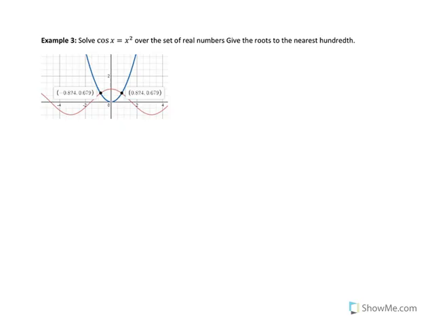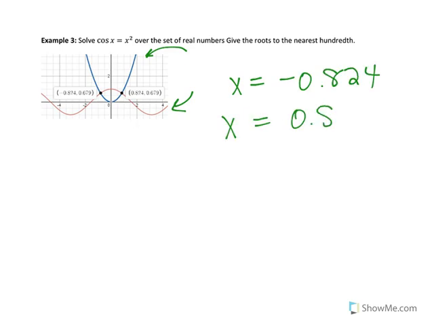And solve cos x equals x squared over the set of real numbers. So what I graphed here was cos x, and then I graphed x squared, and then we just saw where they intersected, and those x values will be our answer. So x is equal to negative 0.824, and x is equal to 0.824 are our solutions. So yeah, just a lot of Desmos for that.